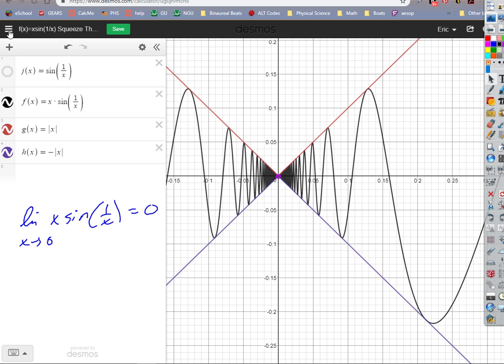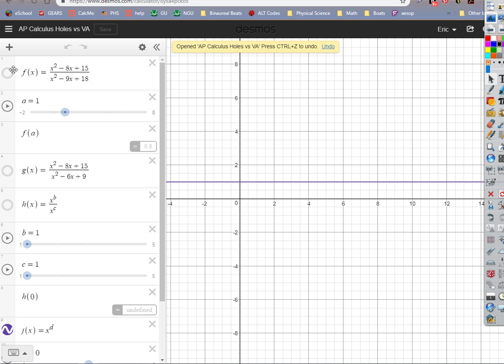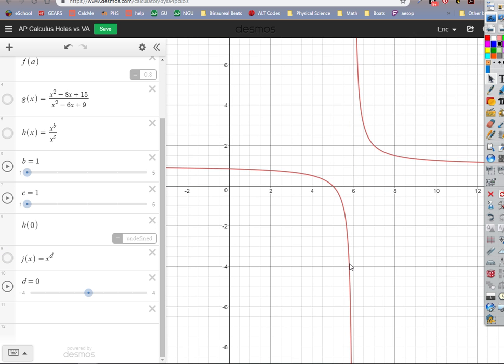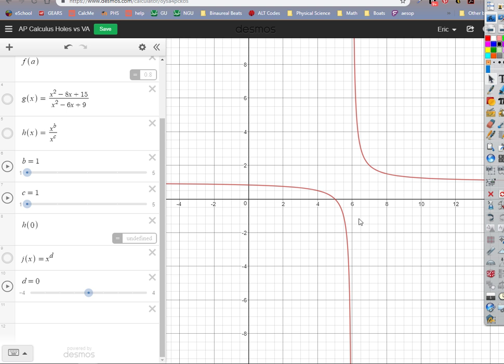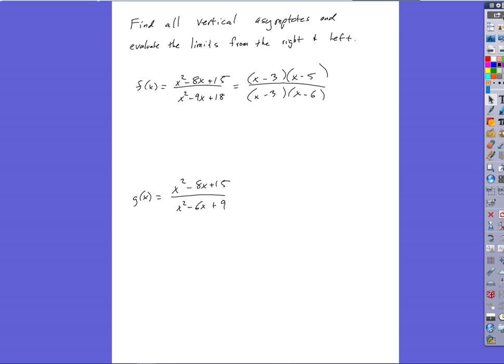Okay, so let's go to this one. And there it is, right? Let me turn that one off, okay? As we said, vertical asymptote at 6, horizontal asymptote at 1. And if I try to evaluate this thing at, where's the hole going to be again, you said? 3. 3. So if I let a equal 3, f of a is undefined. So it doesn't show up there, but there's a hole at 3, right? Okay, good. Just as expected.